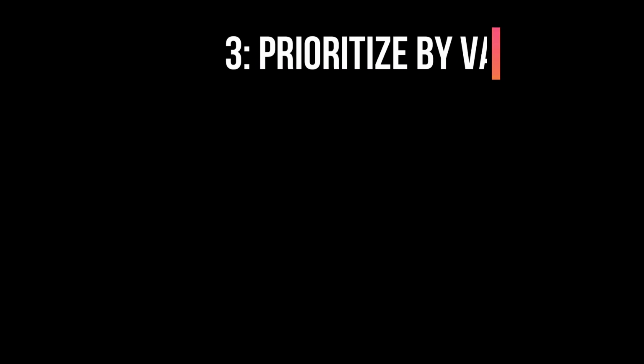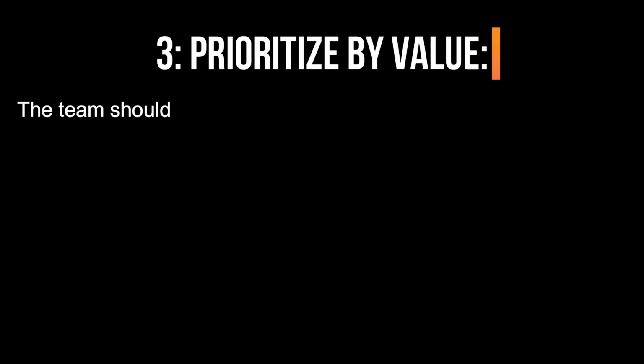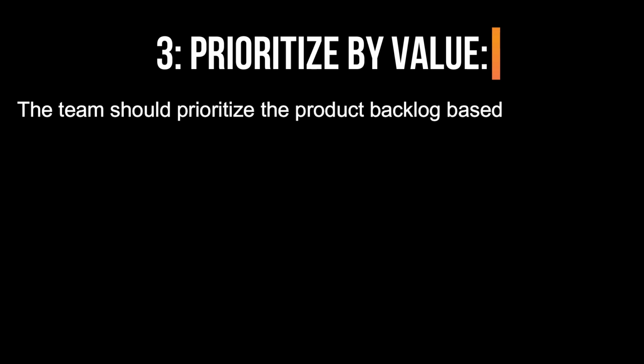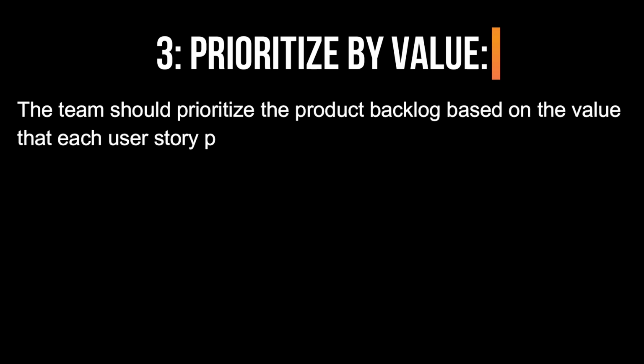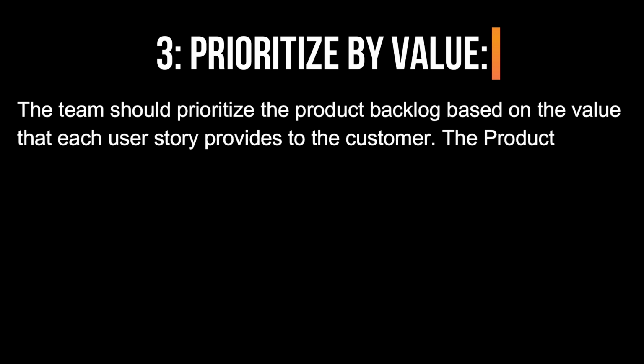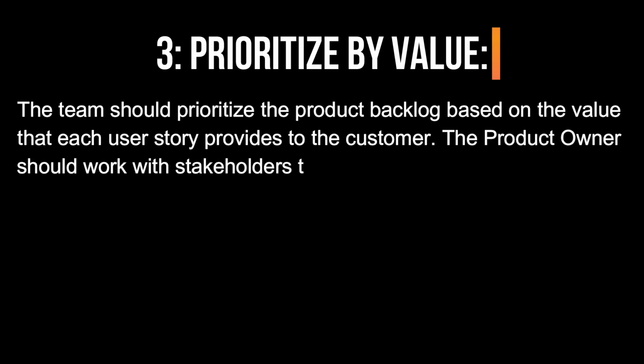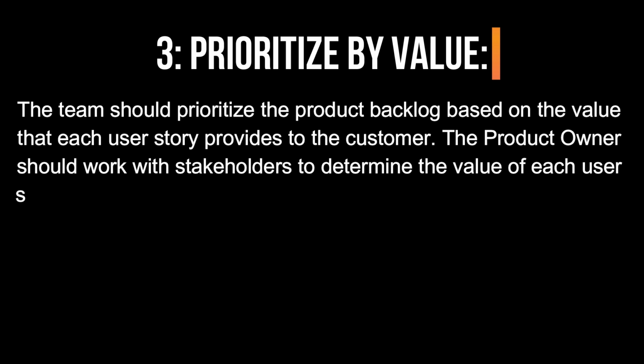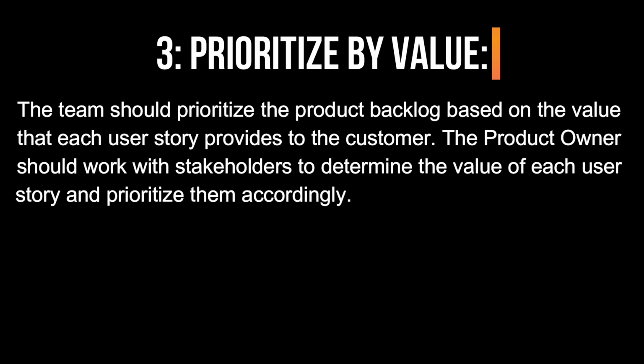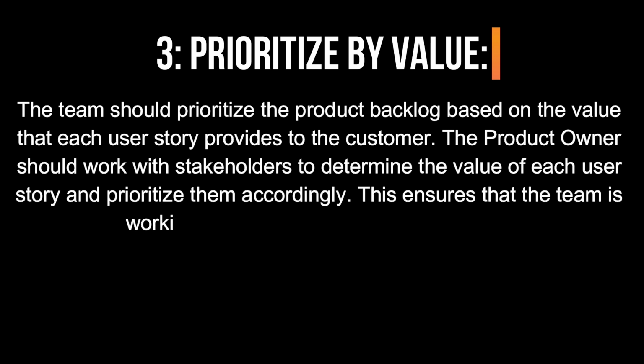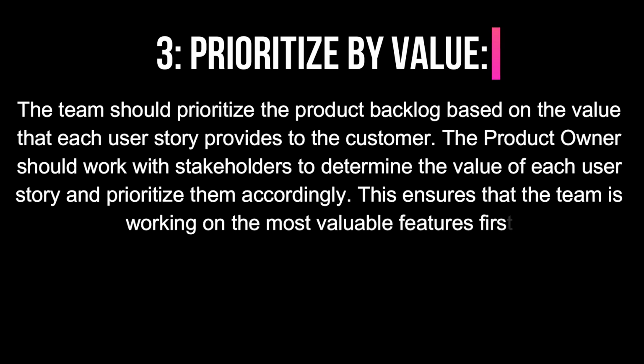3. Prioritize by value. The team should prioritize the product backlog based on the value that each user story provides to the customer. The product owner should work with stakeholders to determine the value of each user story and prioritize them accordingly. This ensures that the team is working on the most valuable features first.